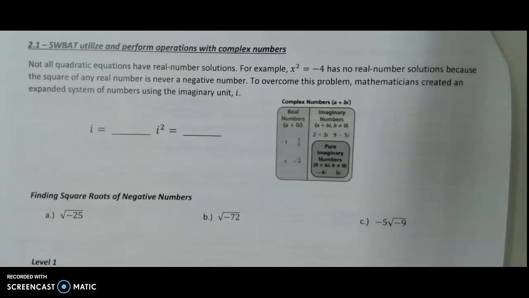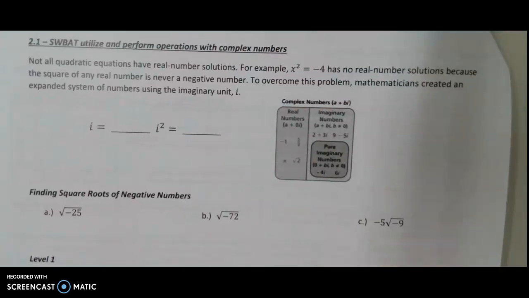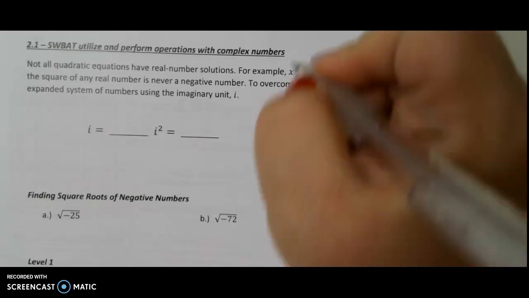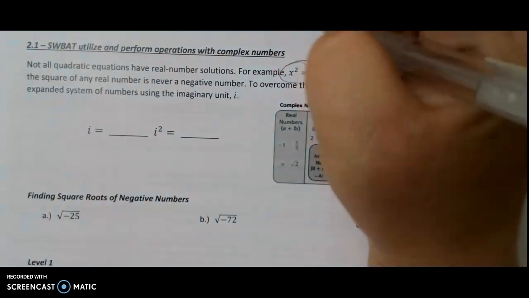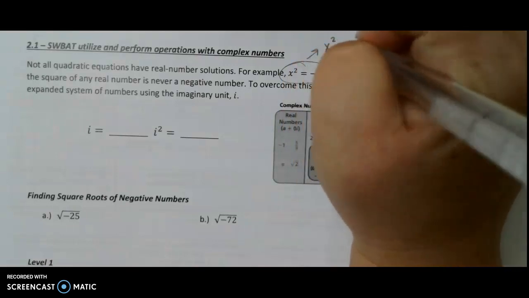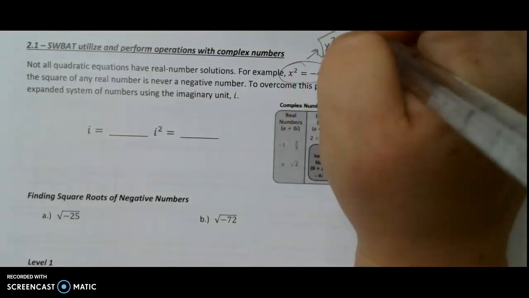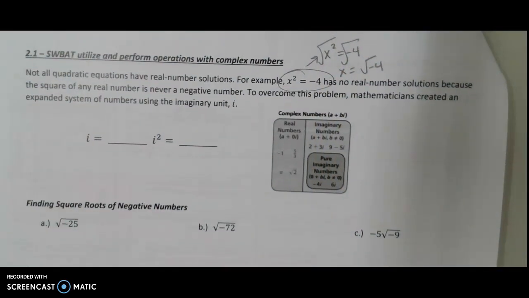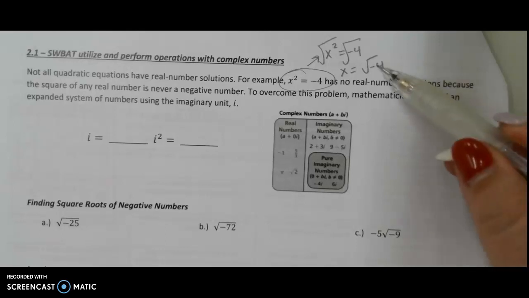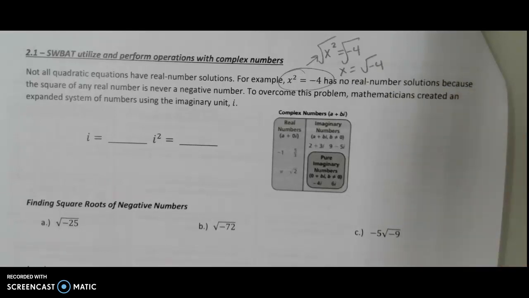So first we're going to talk about what complex numbers are. Complex numbers are numbers that have a real part and an imaginary component. Let's consider why this happens. If we have x squared equals -4 and try to solve this, we would take the square root of both sides, and we would have the square root of -4. We know that there's no number that when you multiply it by itself, we get -4. So this is why we have imaginary numbers, because of situations like this.